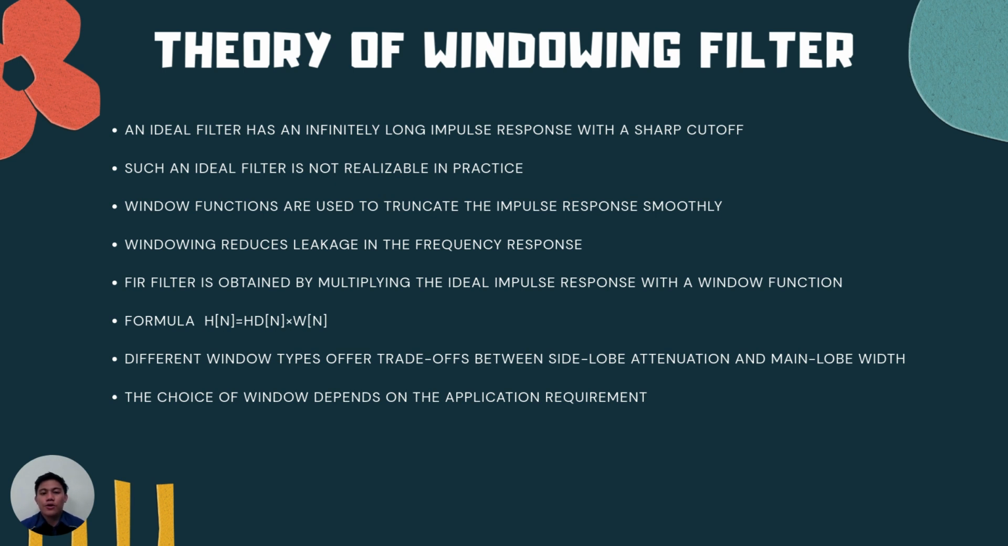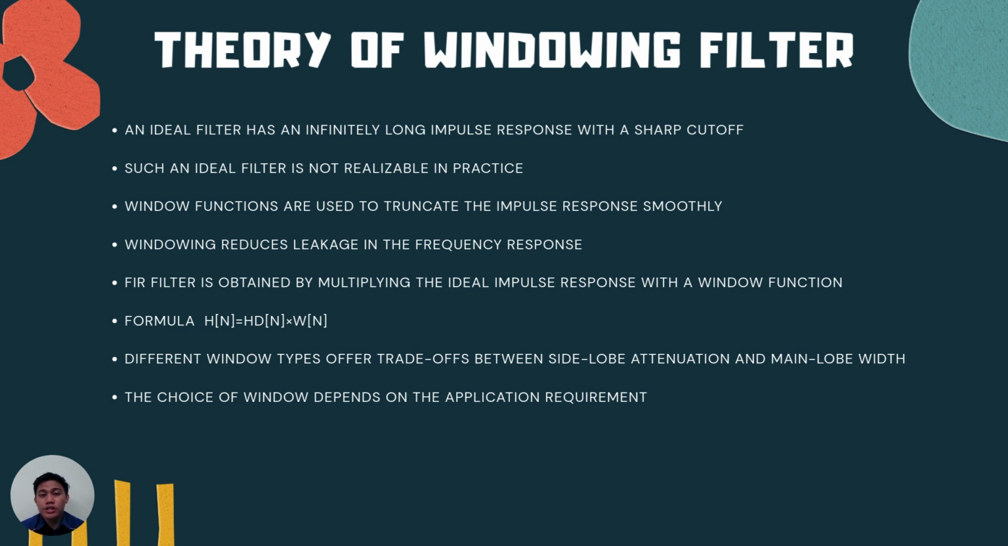Next, theory of windowing filter. An ideal filter has an infinitely long impulse response with a sharp cutoff. Such an ideal filter is not realizable in practice. Window functions are used to taper the impulse response smoothly. Windowing results in a smoother frequency response. FIR filter is obtained by multiplying the ideal impulse response with a window function.